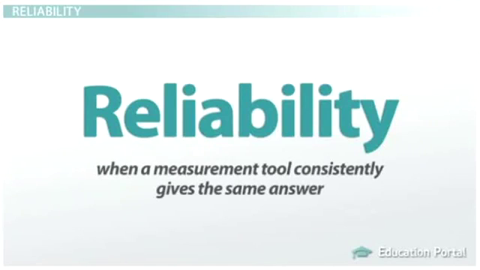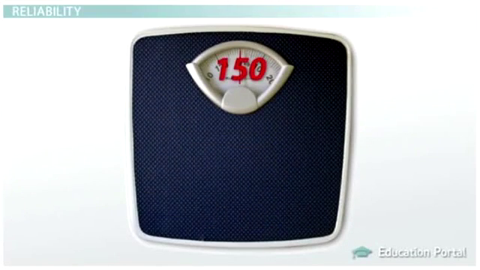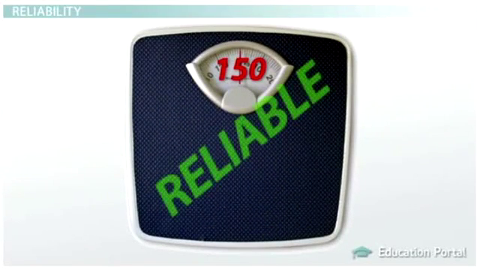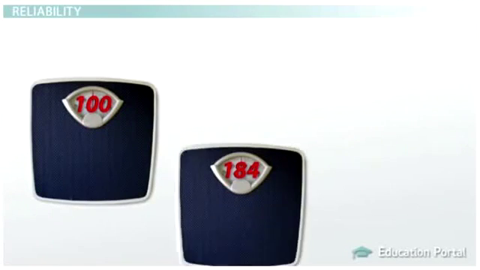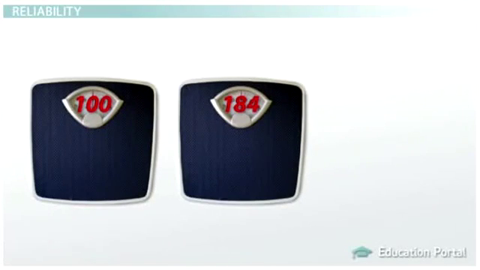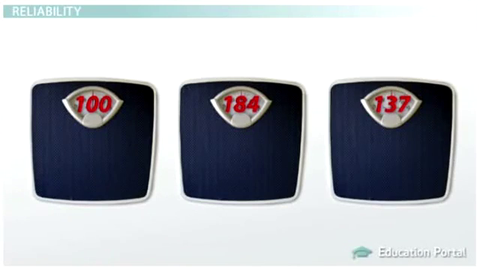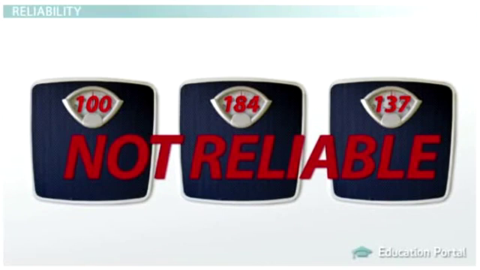Reliability is when a measurement tool consistently gives the same answer. If your scale tells you that you weigh 150 pounds every time you step on it, it is reliable. But if it says 100 pounds one time, 184 pounds the next time, and 137 pounds the time after that, and nothing has changed, it is not reliable. Why is reliability important? If a measure is not reliable, we cannot trust what it tells us.